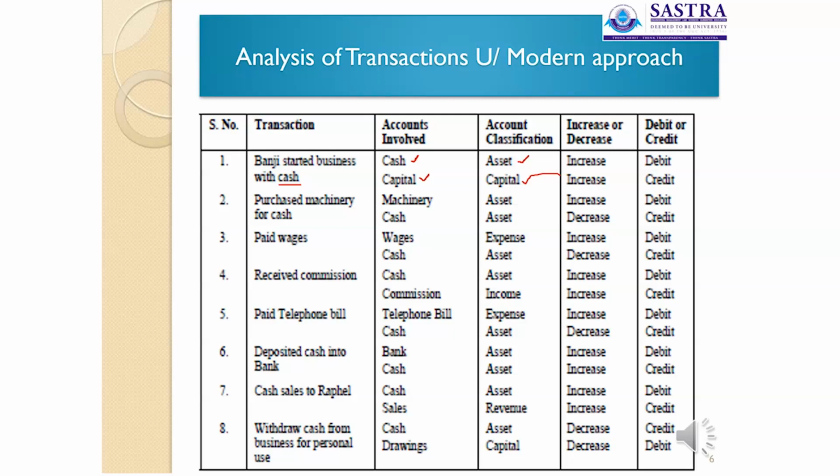Then capital is also increased. So if an asset increases, it is to be debited. If capital increases, it is to be credited.